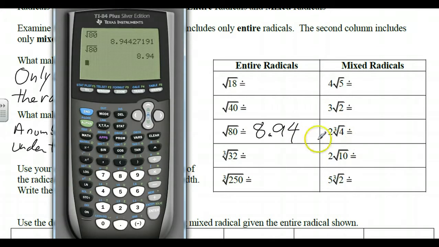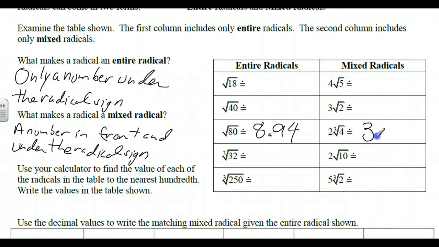And we'll do one more. 2 cube root 4. Cube root is under the math menu, number 4. So cube root and then 4. Enter. Notice it throws brackets around. It tells you it's 2 times the cube root of 4. 3.17.